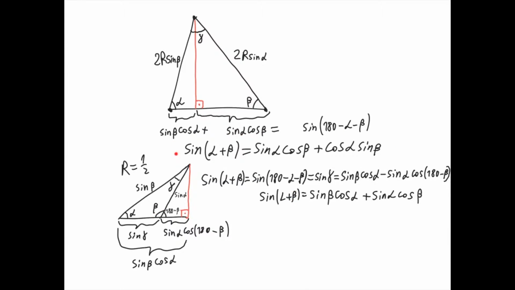In fact, this formula is true for all angles alpha and beta, no matter their size. They can be negative angles, they can be larger than 360 degrees, whatever. This formula here is always true.